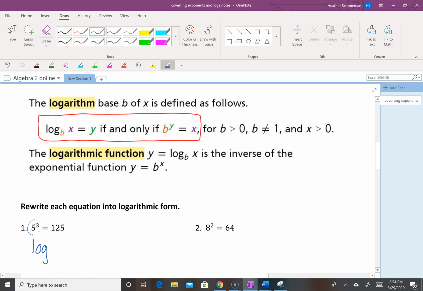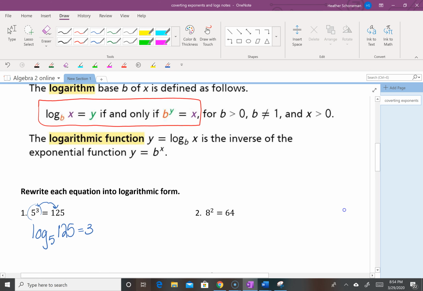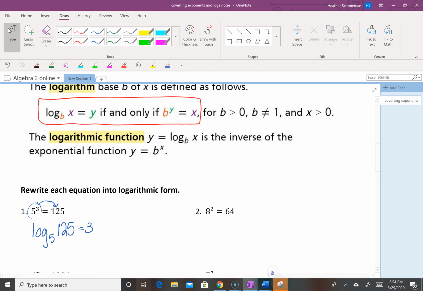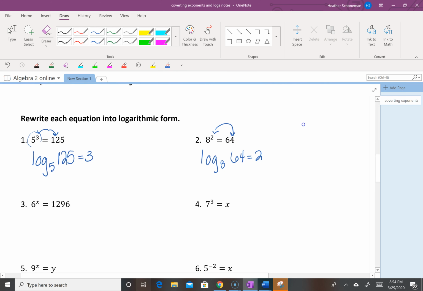The base of this part over here on the left is the 5, so that's going to go down low. And then the 3 and the 125 switch places. So base 5 of 125 equals 3. Again, not solving, just rewriting. The next one, 8 squared equals 64. To rewrite that, it would be log base 8 of 64 equals 2, because the 2 and the 64 swap.